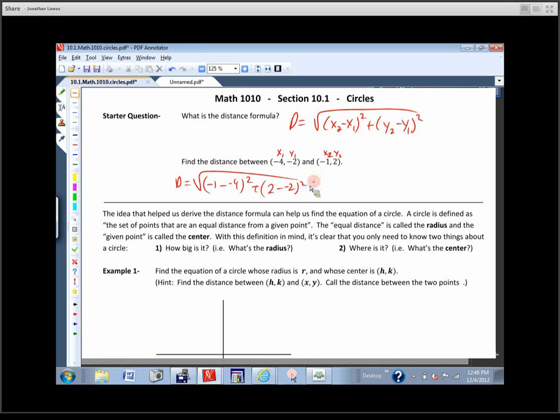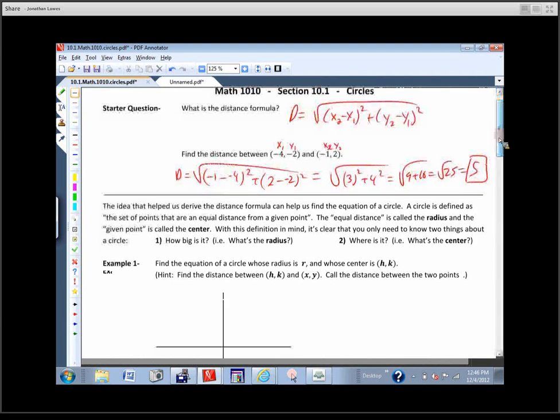So this is -1 plus 4, so this is going to be 3 squared. This is going to be 2 minus -2, so this is going to be 4 squared. So this is going to end up being a 9 plus a 16, so this is the square root of 25. So the answer on this one is 5. Okay, so it turns out to be a nice number. Did that on purpose. Okay, are there any questions there?